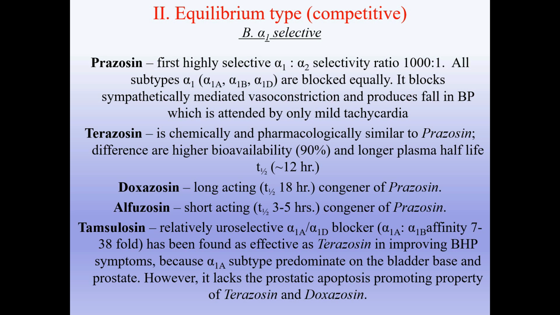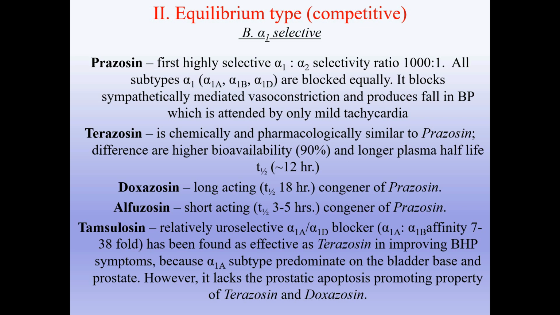The next ones are alpha-1 selective equilibrium type, or competitive, alpha-adrenergic blockers, for example, prazosin. First, it is a highly selective alpha-1 adrenergic receptor antagonist. In comparison between alpha-1 and alpha-2 receptors, the selectivity ratio is 1000 to 1. All subtypes of alpha-1 receptors are blocked equally. It blocks sympathetically mediated vasoconstriction and produces a fall in blood pressure, which is attended by only mild tachycardia.